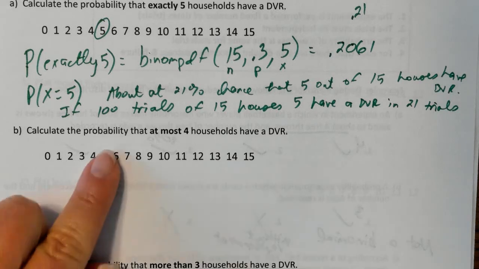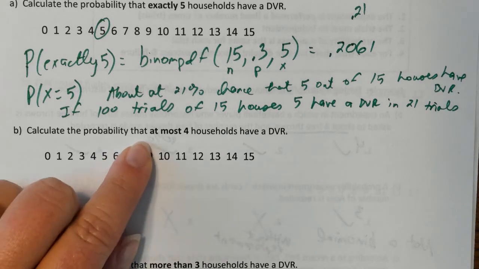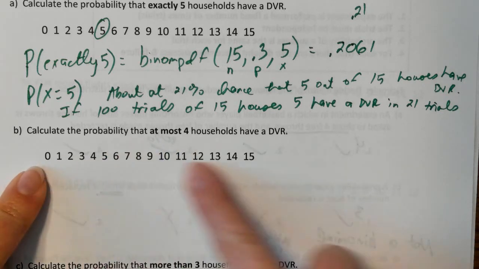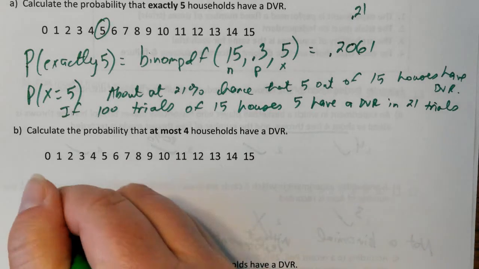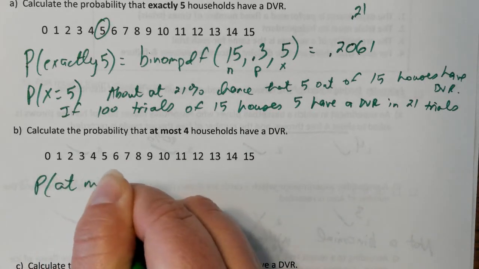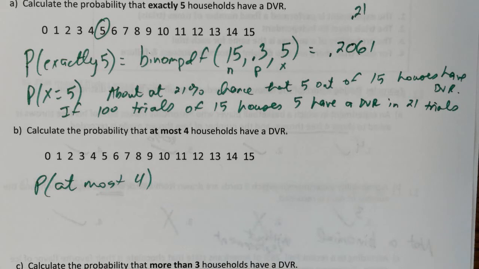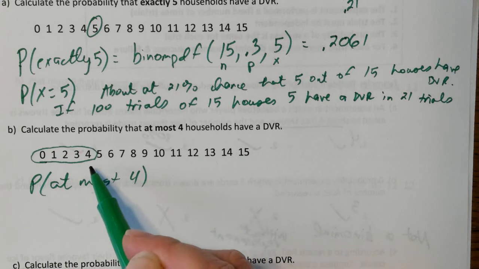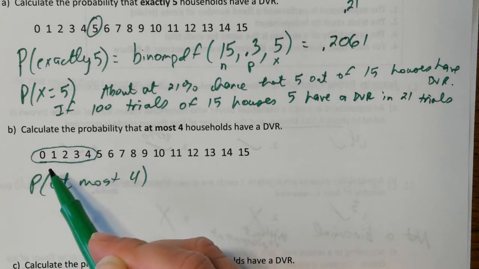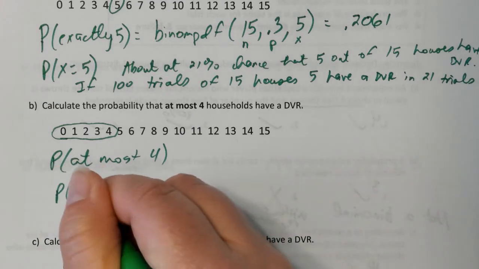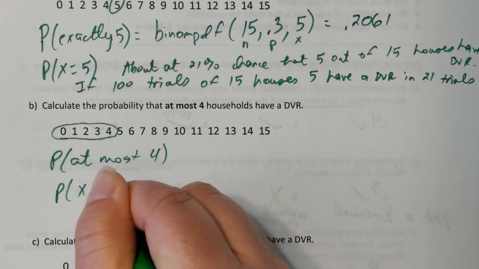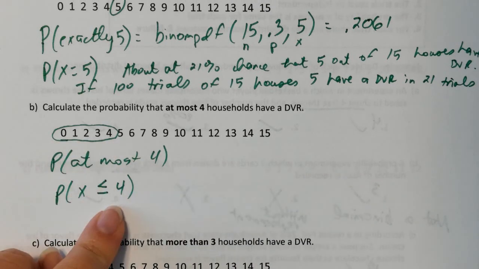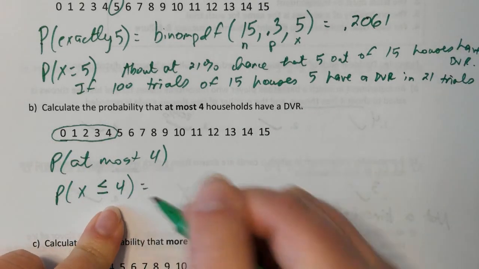Okay? All right, part B, calculate the probability that at most 4 houses have a DVR. Well again, anywhere from 0 to 15 could have one. They want the probability that at most 4 have one. At most 4 means 4 is the most it could be. It could be less than 4, but 4 is the most. So I'm going to circle that whole little group right there. Mathematically, we would say x is less than or equal to 4, because we circled all the numbers up to and including 4.